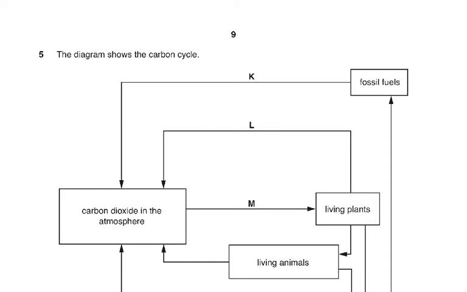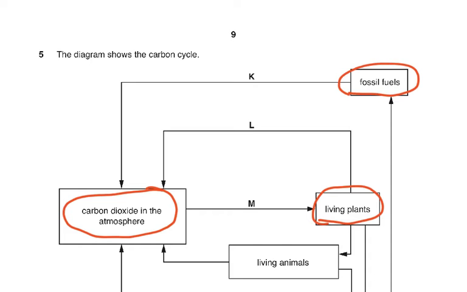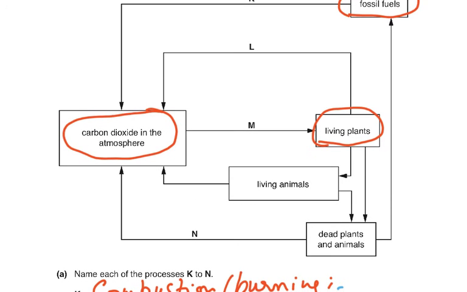Then we come on to question 5. The diagram shows the carbon cycle. So we have carbon dioxide in the atmosphere, we have living plants, we have fossil fuels, and we have living animals.